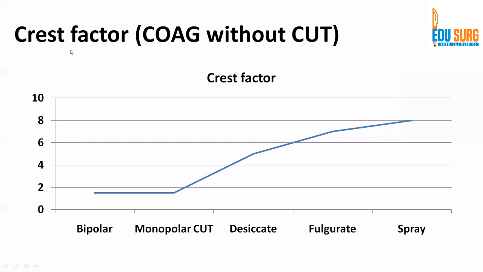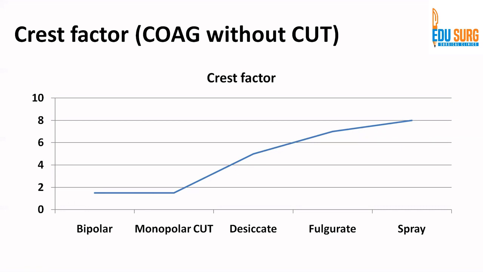So what is crest factor? Crest factor is the ability of a particular setting in the machine to coagulate without cutting. Okay. The higher the crest factor, the higher is the ability of that setting to coagulate but not cut. Okay. So if we see bipolar and monopolar cut, of course it's cut. The ability of coagulation without cutting is low. It is 1.5, right? So the monopolar cut setting should not be used for coagulation, right?